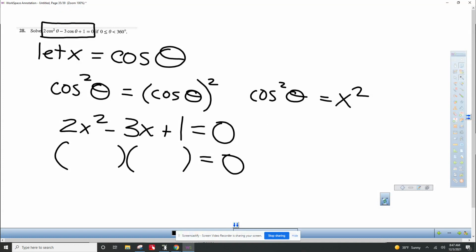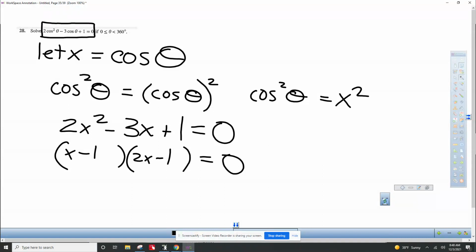Factoring this is not easy because the A is 2, so we're going to use our quad 4 program. Hit enter. Program. Enter. Enter again. A is 2, B is -3, C is 1. What do you get? Nice. So far so good.